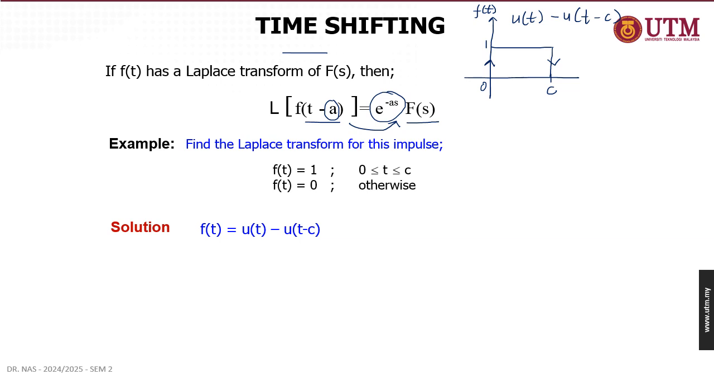So the question asks you to find the Laplace transform. So you need to find what your F(s) is. So in order to do that, you need to refer to the Laplace transform table. So given u(t) from the table, u(t minus a) in S domain will be this equation.